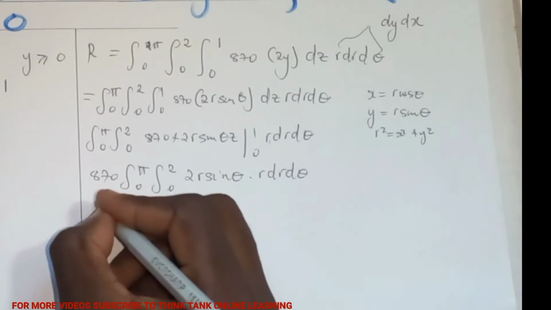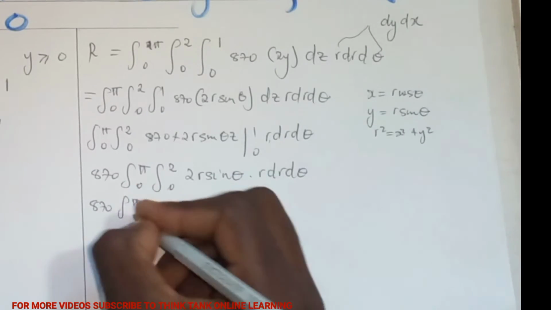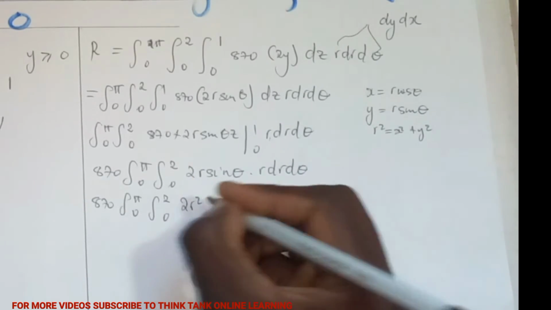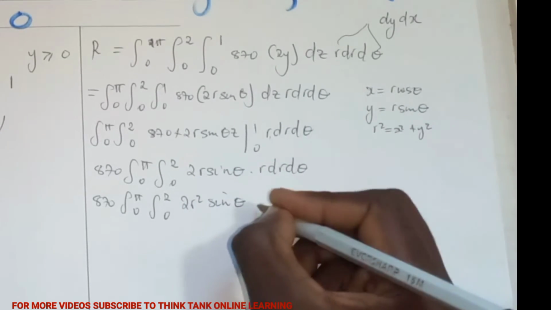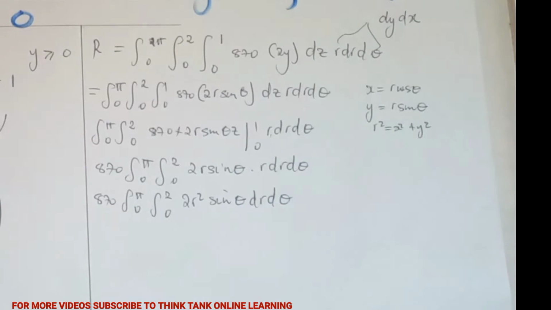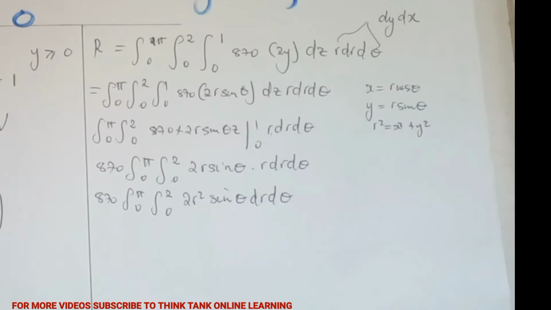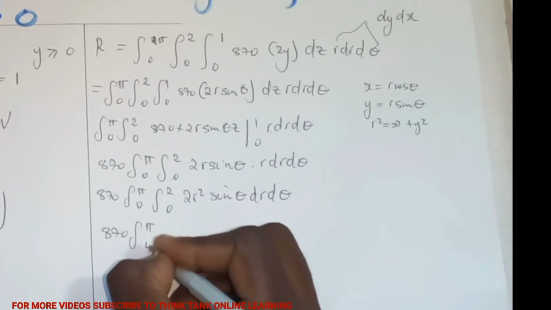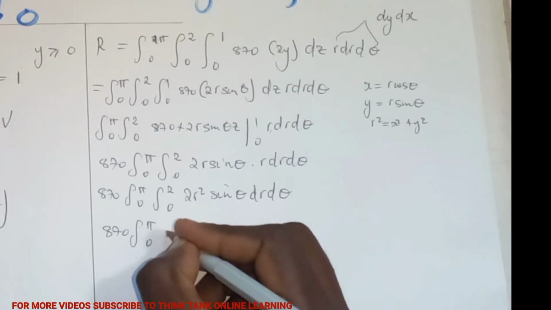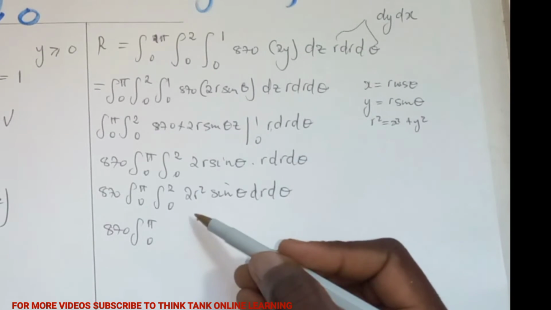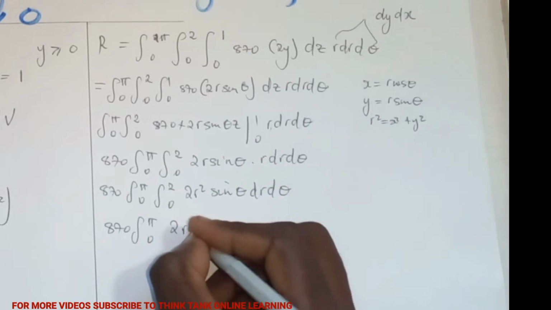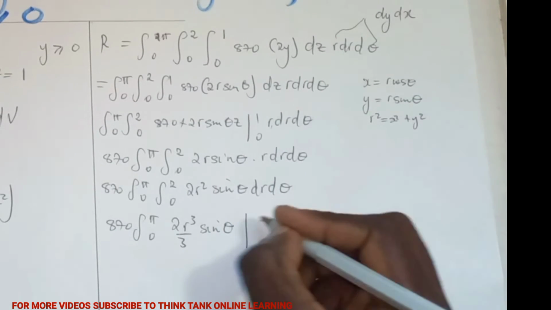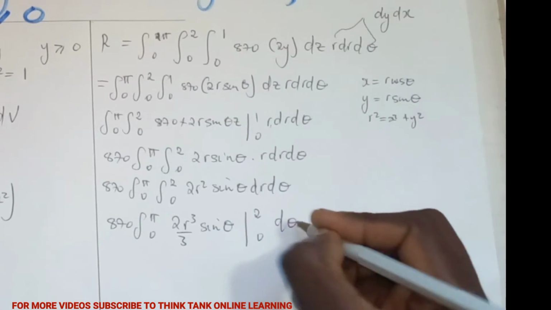Okay, please don't forget this r. So this is the same as 870, integral from 0 to pi, 0 to 2, 0. This r times this r is going to be 2r squared sine theta dr d theta. And now I'm going to do my r integration. I'm going to treat theta as constant, so it's going to be 2, pi, 0. I'm just going to add 1 to the power of r, which is 2, then divide by the new power, 2r to the power 3 over 3, sine theta. My limits 2 and 0, d theta.